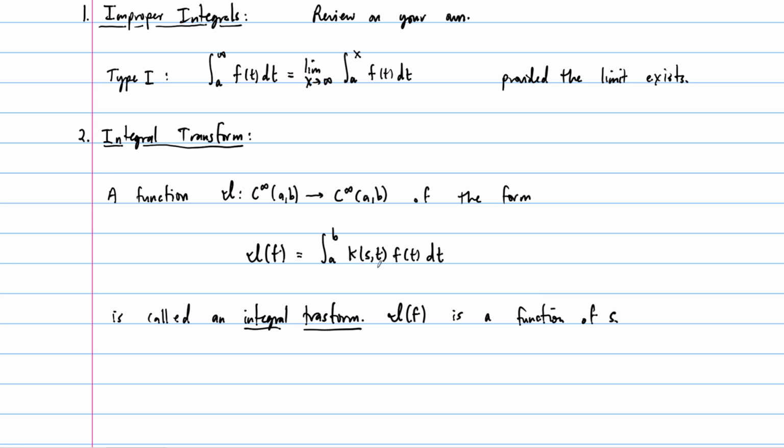Now this function k of s,t, so the function k, whose variables are s and t, this is called the kernel of the transformation. So that's why it's called k, right? K for kernel. So this is the kernel of the integral transform I.